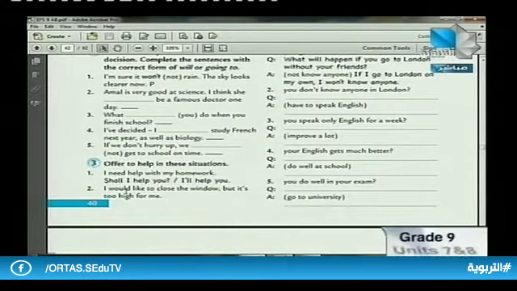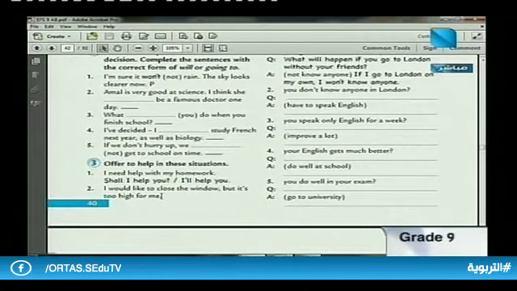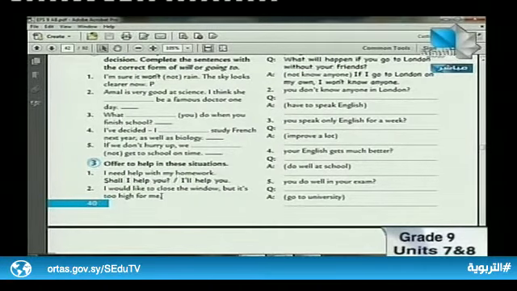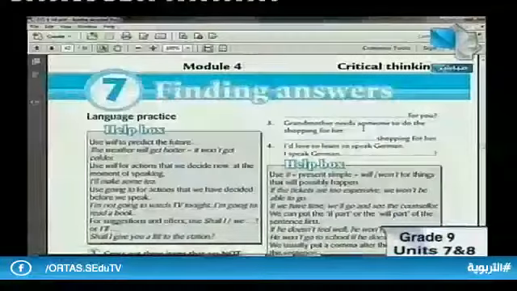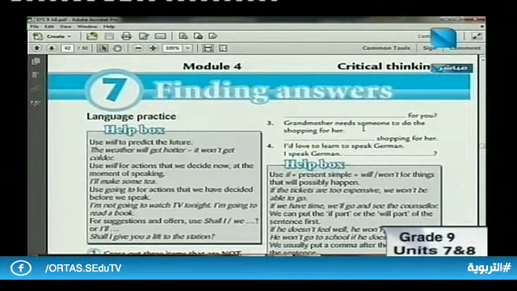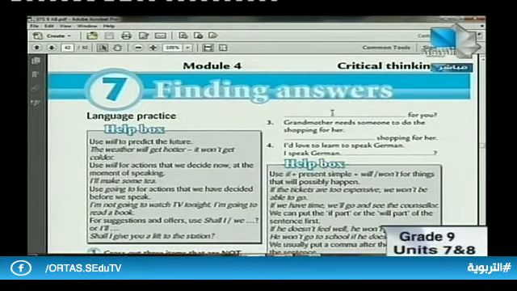I would like to close the window, but it's too high for me. As for the answer, we noticed that there is a question mark at the end of the sentence, so we are going to use the question form. Shall I close it for you? If it were a full stop, I can say I'll close it for you, and it's the same. But it is a question. That's why we use Shall I close it?